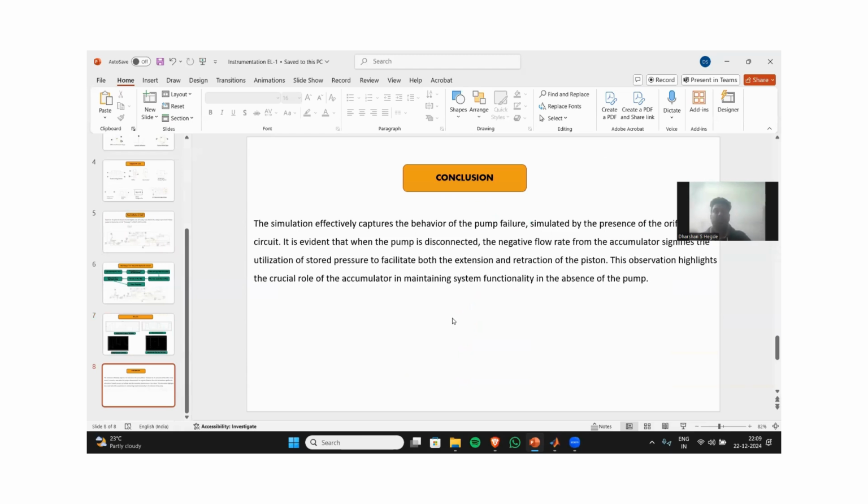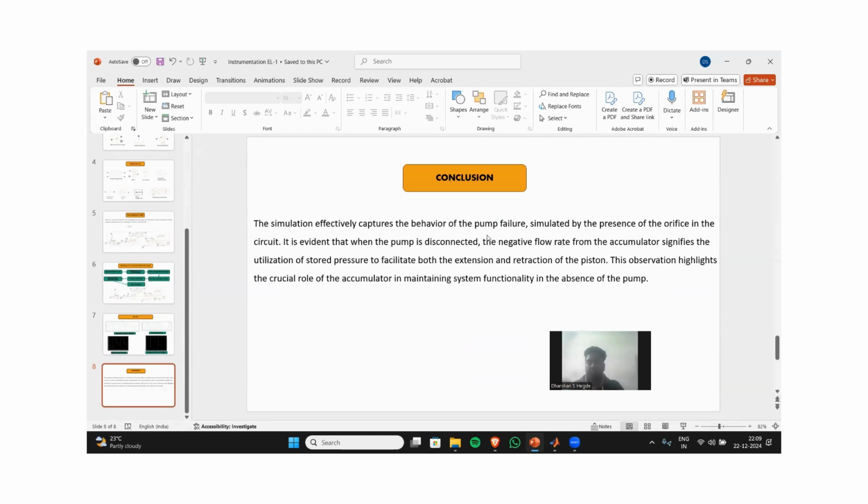And now for the conclusion. The simulation effectively captures the behavior of a pump failure, simulated by the presence of the orifice in the circuit. When the pump is disconnected, the negative flow rate from the accumulator signifies the stored pressure facilitating both the extension and the retraction of the piston, loading and unloading. This observation highlights the crucial role of an accumulator in maintaining system functionality in the absence of a pump. These types of accumulators are used mainly in bigger machinery, and particularly in aircraft, when they require higher pressure for the wings, etc.